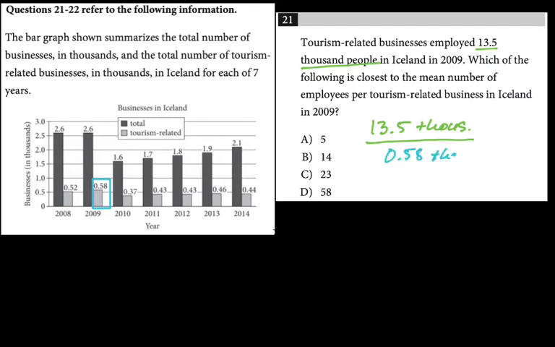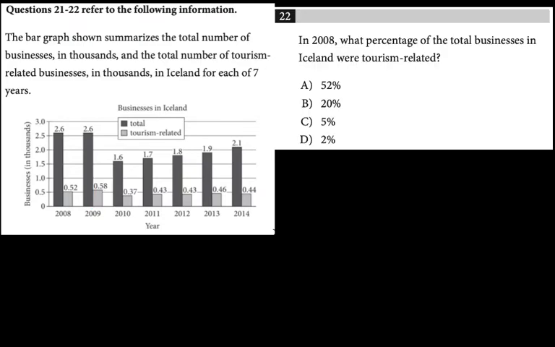Fortunately, they're not asking us to convert units on this. So we're doing 13.5 thousand divided by 0.58 thousand. We would definitely use a calculator on this. And that's about 23. So we get 23, what is it? It's employees per tourism-related business. Seems reasonable, right? All the answer choices seem reasonable, so not really a big deal. I was going to say if we got like 1,000, that seems unreasonable, but not an answer choice. All right, let's look at the next one.